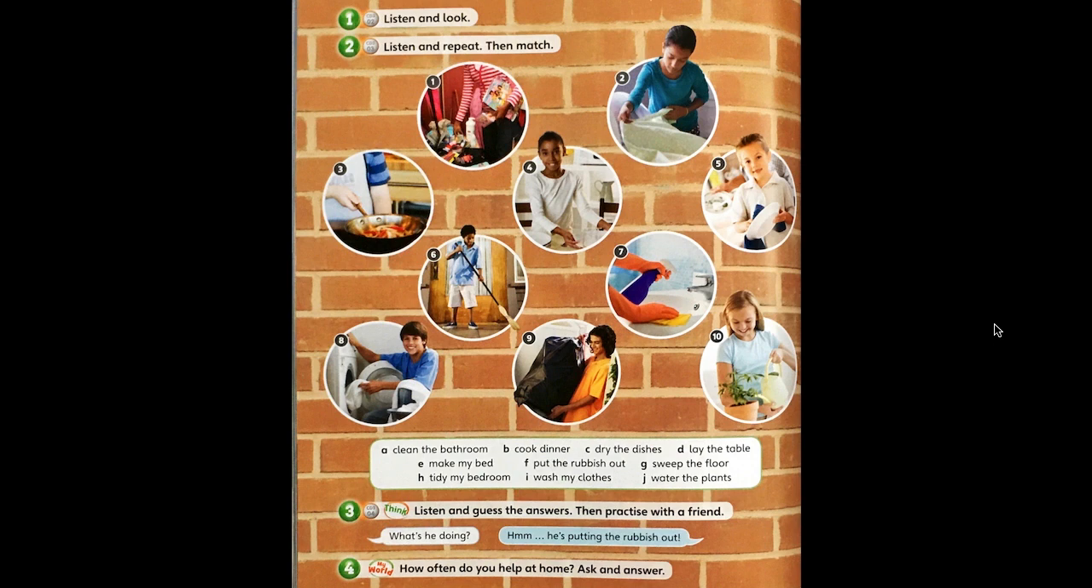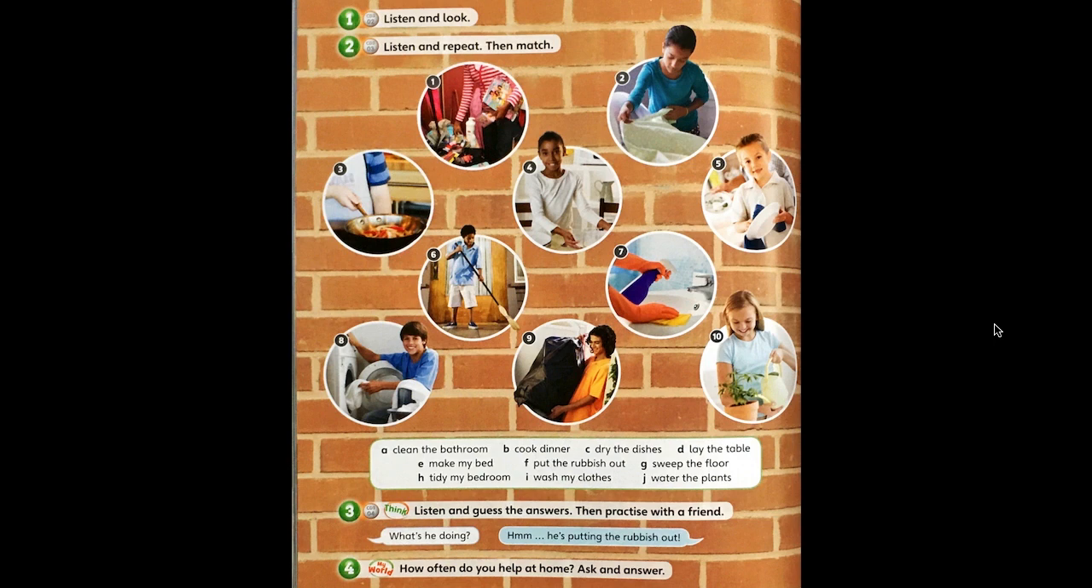So let's go for the second one. Number 2. What is she doing in picture number 2? Did you match it well? Okay. The correct answer is make my bed. Okay, now number three. What about picture number three? What do you think is the correct answer? Okay, that's correct. Number three is B, cook dinner. Bravo.